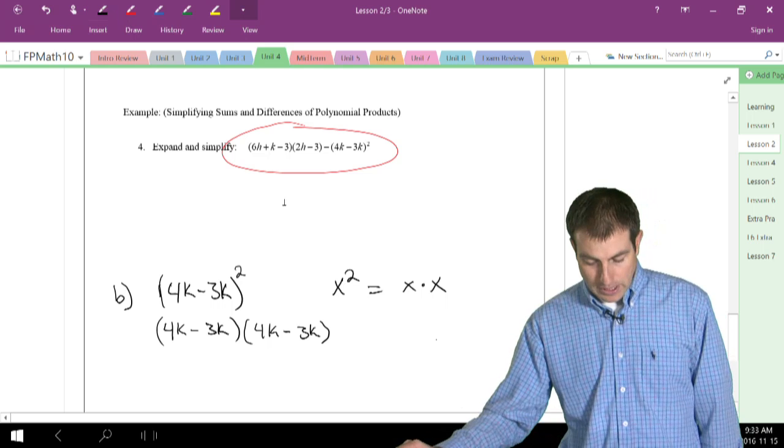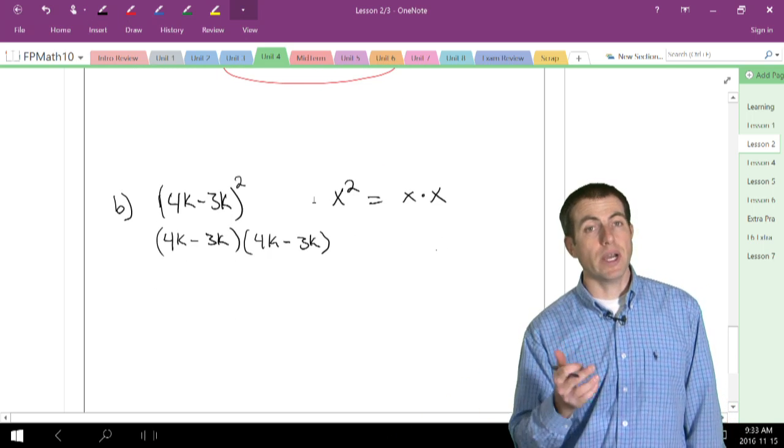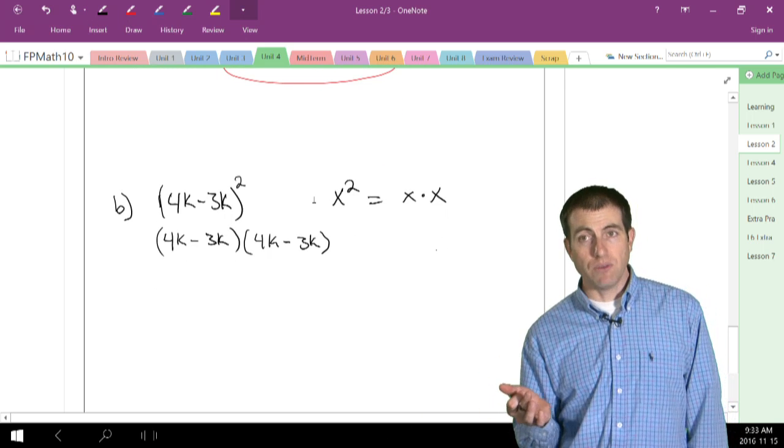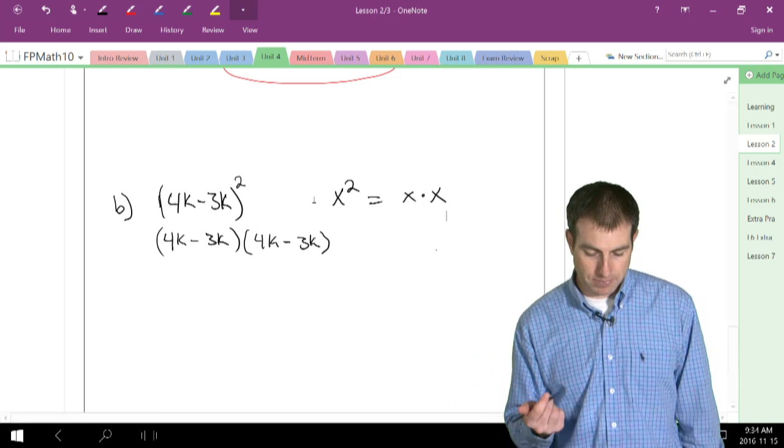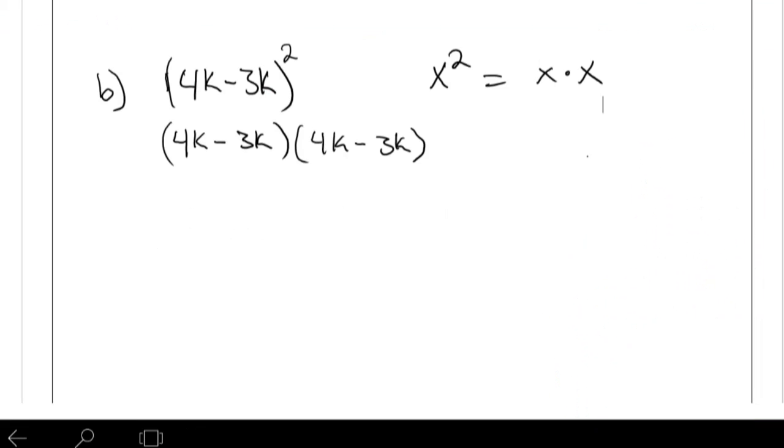So we have two things, two binomials. We're going to FOIL them. First, outside, inside, last. I like FOIL. It's a great acronym if you have binomials.